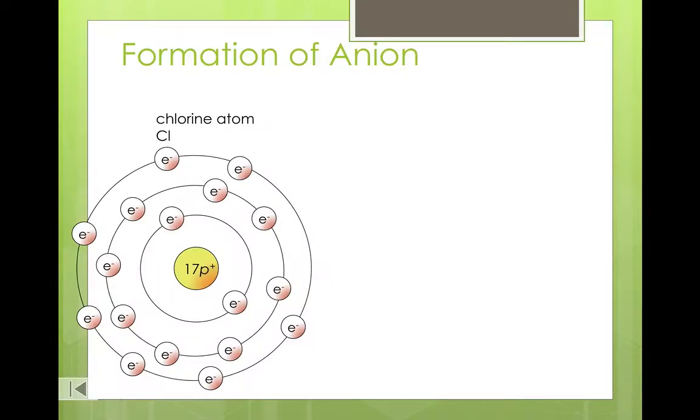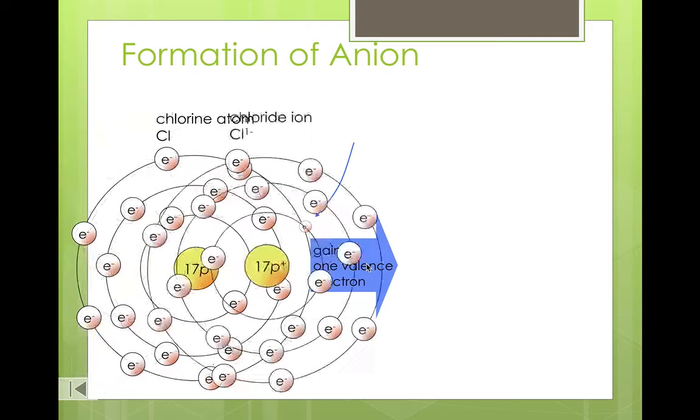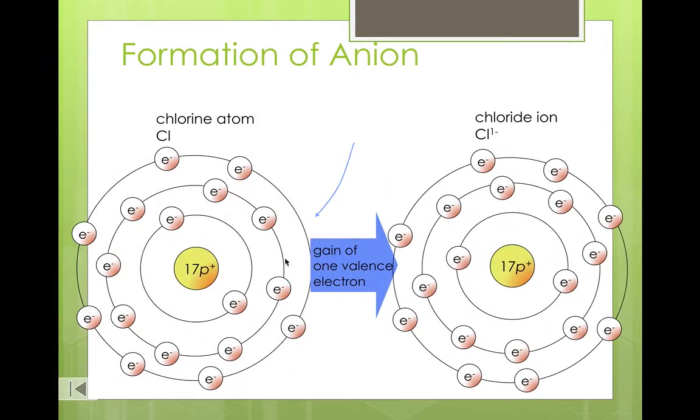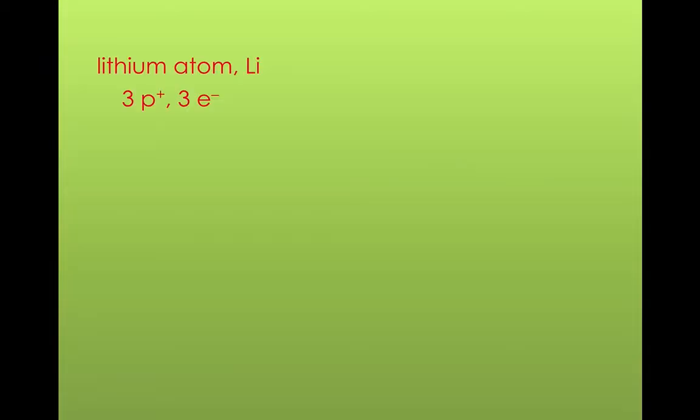Now look at this. It gains an electron. But it turned negative because of that negative electron. And this process is called reduction because you're increasing that negative charge.